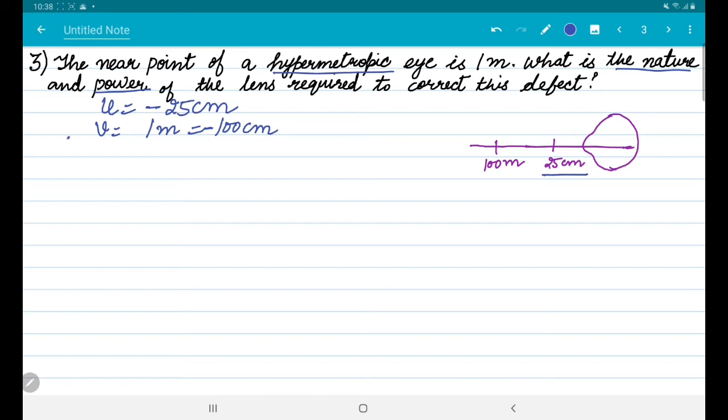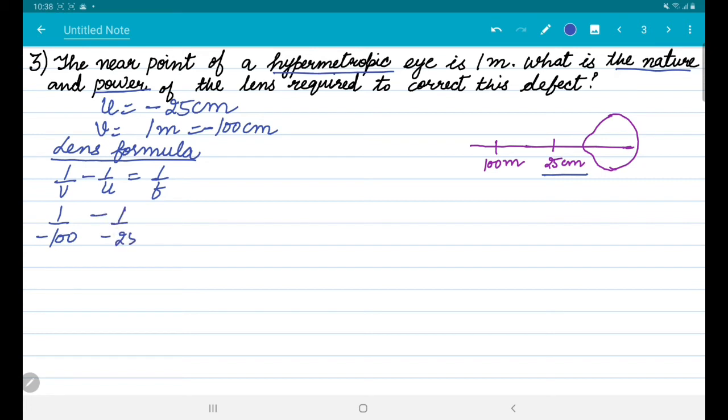Again we'll be using lens formula. We cannot use mirror formula here because we are using concave and convex lens. So 1 by v minus 1 by u is equal to 1 by f. v is minus 100 and u is minus 25. We'll be solving it out. Minus minus is plus. We'll take the LCM, 100. Minus 1 plus 4 is equal to 1 by f.